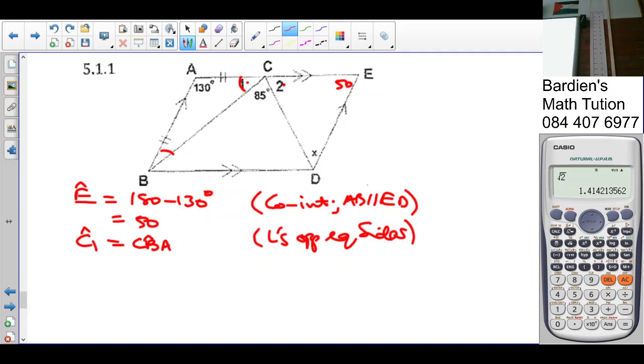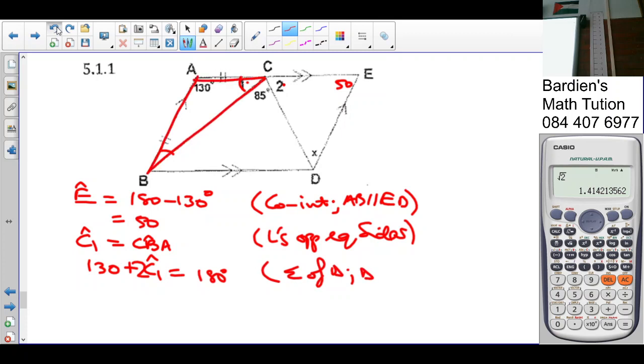So now I can say that 130 degrees plus angle C1 plus this angle, which is the same as angle C1, not so? There's 2C1 equals, these three angles add up to what, people? 180. Why? Sum of angles in a triangle. In this triangle A, B, C. You don't have to say the triangle you're working with, but it's just nice to follow through with that. Okay, you won't be penalized if you leave it out. You won't be awarded extra marks if you put it in.